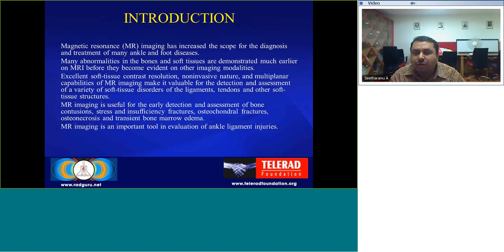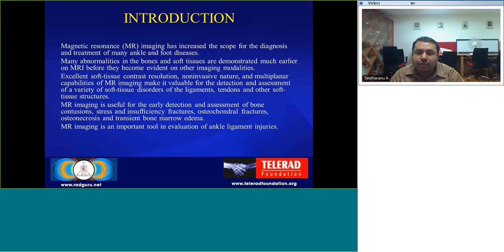Many abnormalities in the bone and soft tissues are demonstrated much earlier on MRI before they become evident on other modalities. The soft tissue resolution, non-invasive nature, and multiplanar capabilities of MRI make it a very valuable and useful tool for the assessment of soft tissue disorders of the ankle, especially the ligaments, tendons, and other soft tissue structures such as nerves.